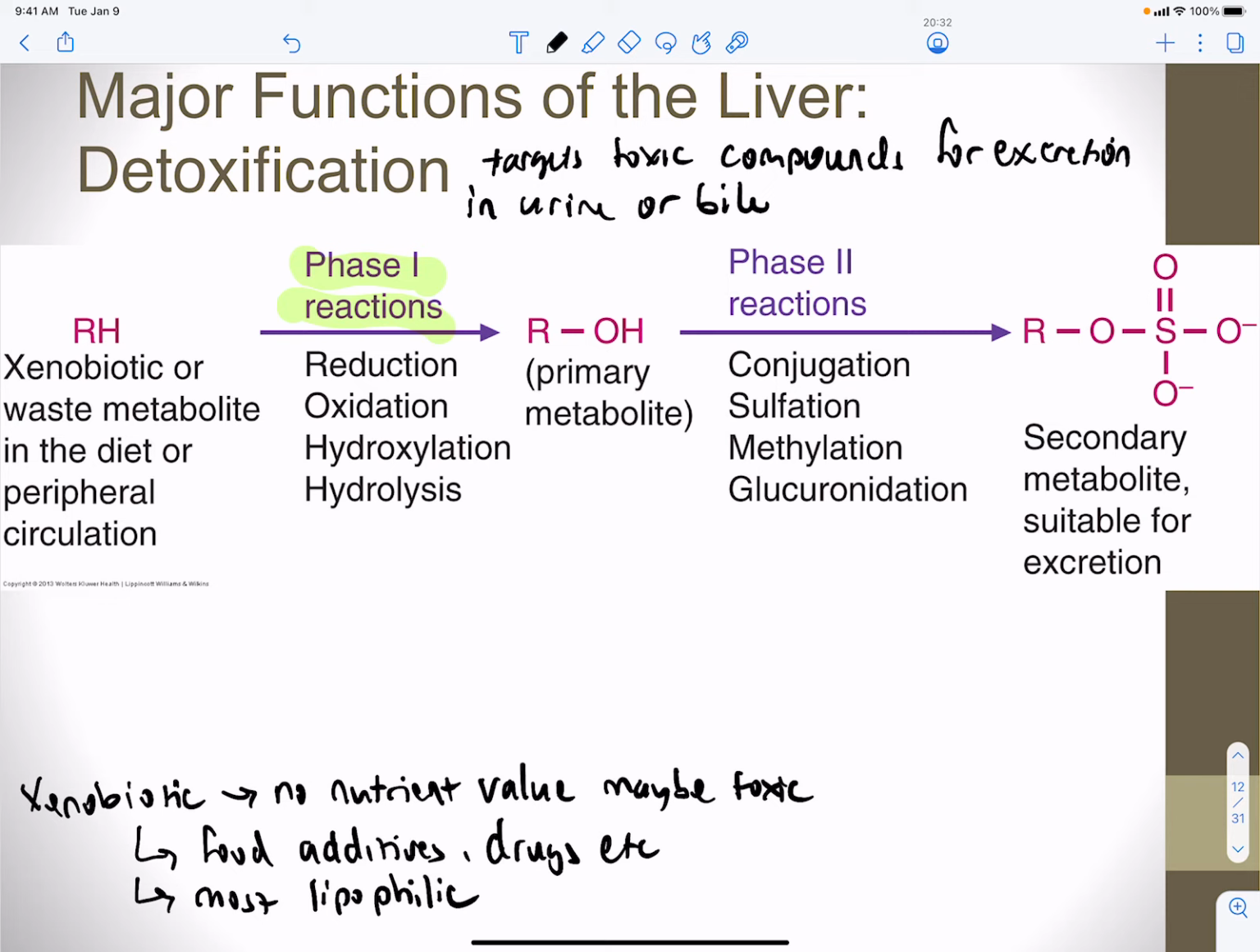So phase 1 reactions include reduction, oxidation, hydroxylation, hydrolysis, and it's primarily going to be to add or expose OH groups. And then the phase 2 reactions are going to add negative charges to the group, such as a glycine or a sulfate.